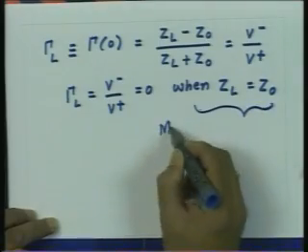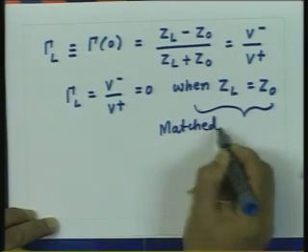This condition is similar to the maximum power transfer condition in circuits, where if the load impedance is equal to the complex conjugate of the generator impedance, then there is maximum power transfer from generator to the load. Exactly the same condition holds for the transmission line: when the load impedance is equal to the characteristic impedance of the line, the whole power gets transferred to the load and there is no reflected power on the transmission line. So, this condition we call the matched load condition.